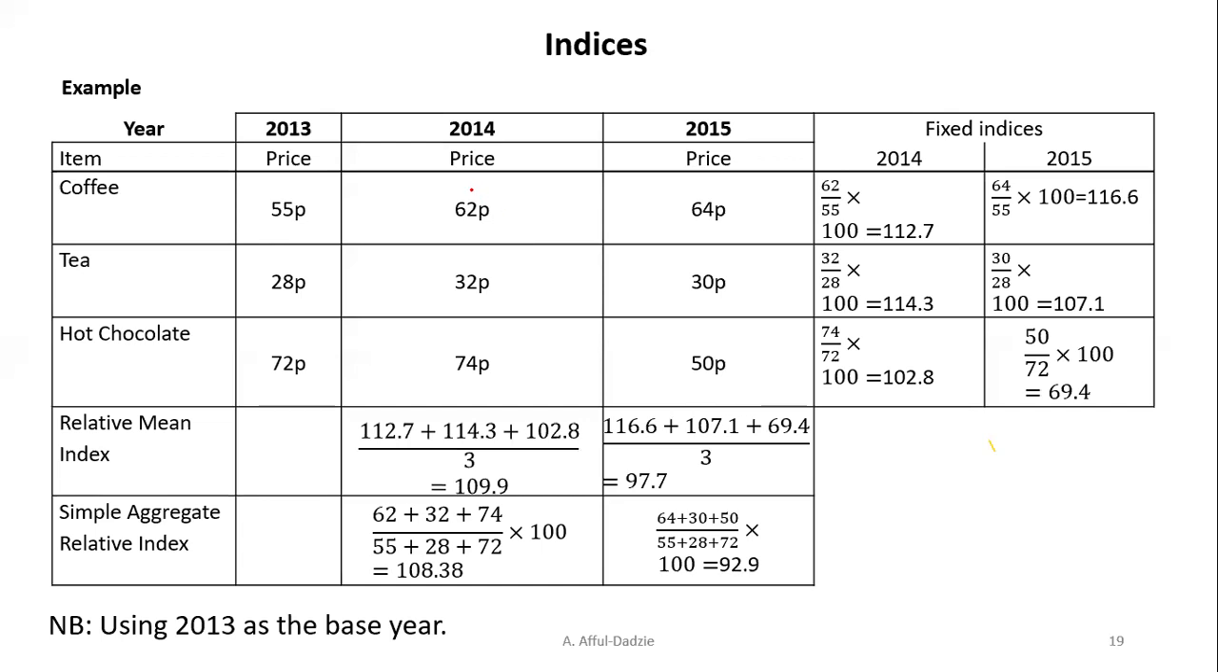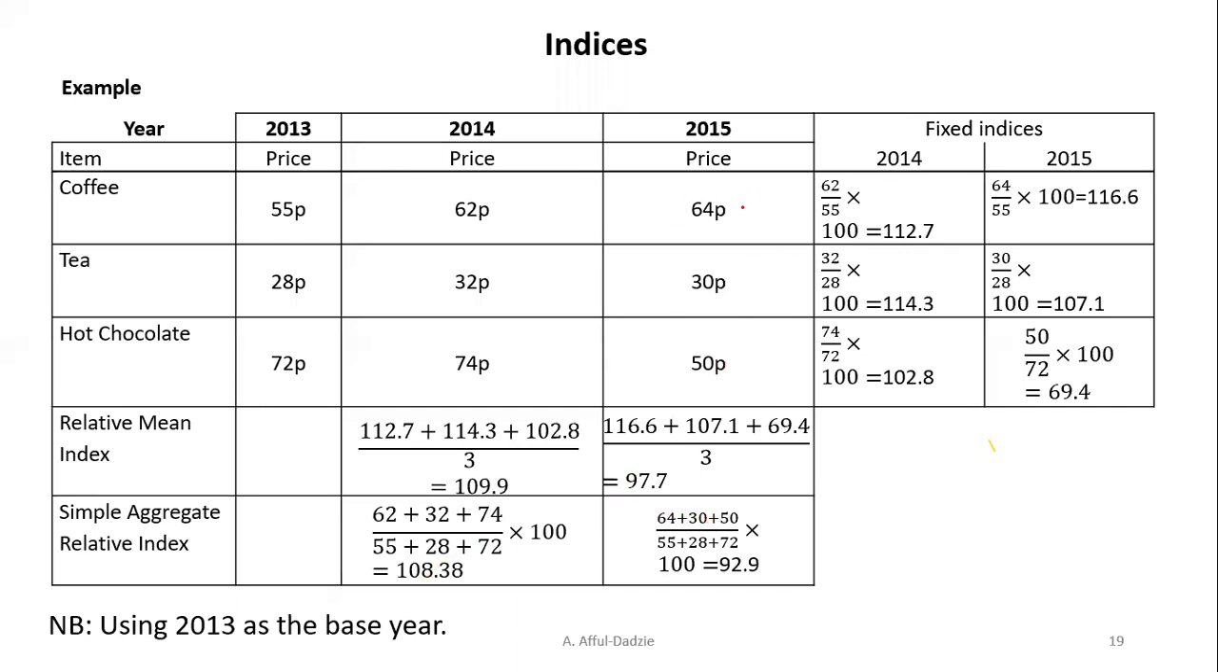So here, for 2014, this is PN for coffee, this is PN for tea, this is PN for hot chocolate. We will sum all 3. And then for the base year, this is PO for coffee, PO for tea, PO for hot chocolate. We will sum it as well. So here you see that this is the sum of all the PN values for the respective commodities, and then the sum for all of the base values again, and we multiply by 100, and then it gives us the simple aggregate relative index.